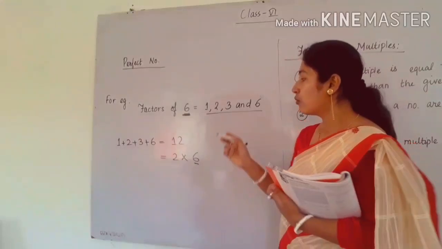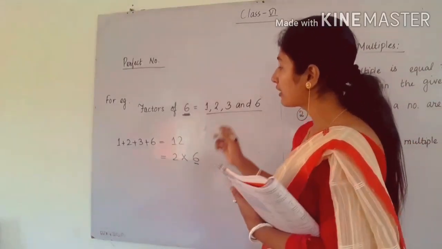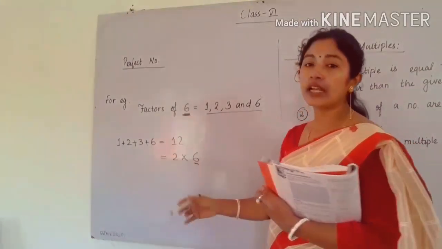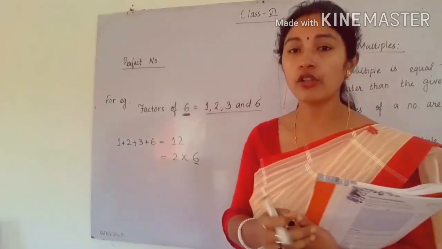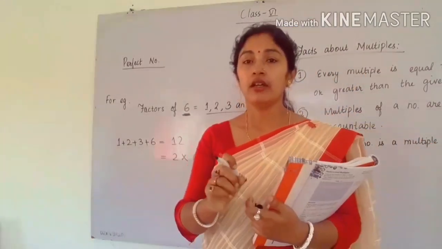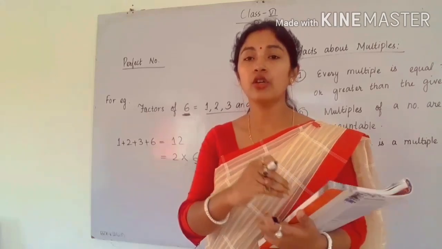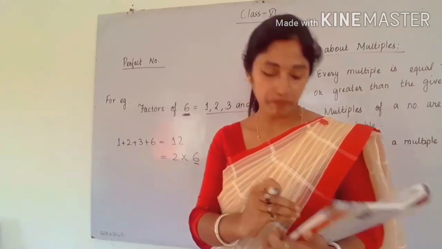Okay. So this is called a perfect number. So what are the examples of perfect numbers? First is 6. Second is 28. Like that you can also find different numbers, but you have to check that this definition is satisfied.